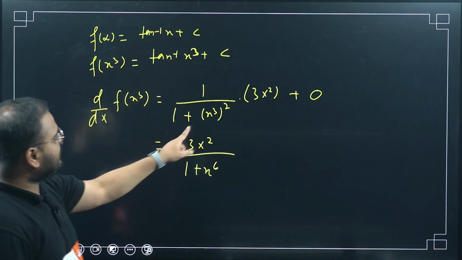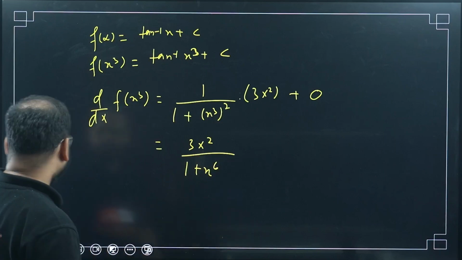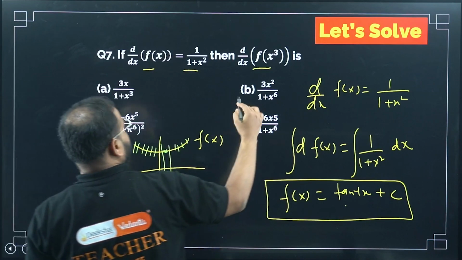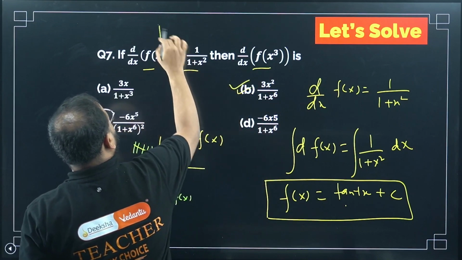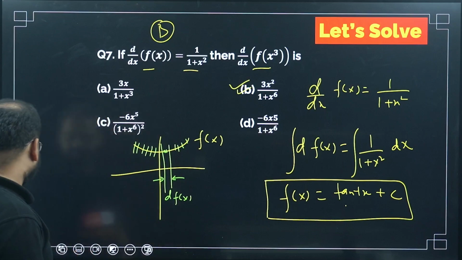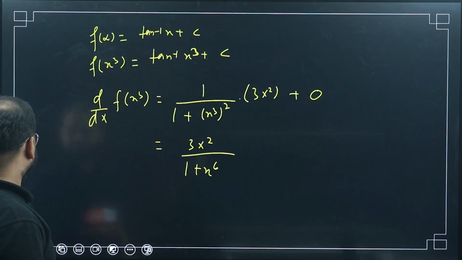Yes or no? 1 plus x cube square is 1 plus x power 6. Any option like this? 3x square upon 1 plus x power 6. Option B. Simple enough. Okay, moving on.